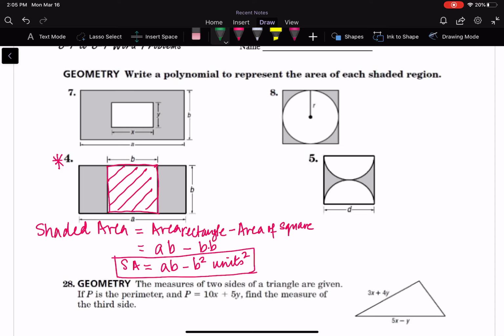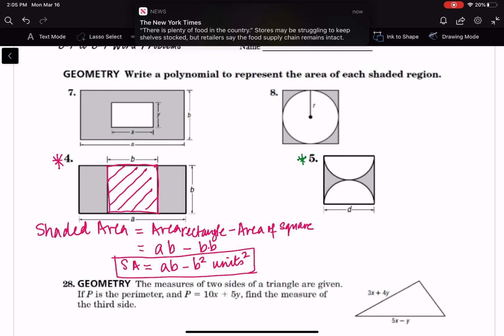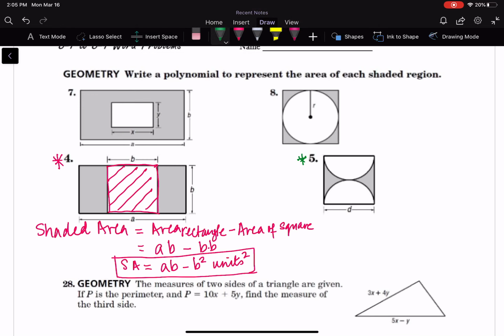Next one I'm going to show you is number 5. Number 5 is interesting. And the shaded area is this little part here and here. And the whole thing is a square. And inside of it, there are two semicircles. If you put the two semicircles together, you get a full circle.